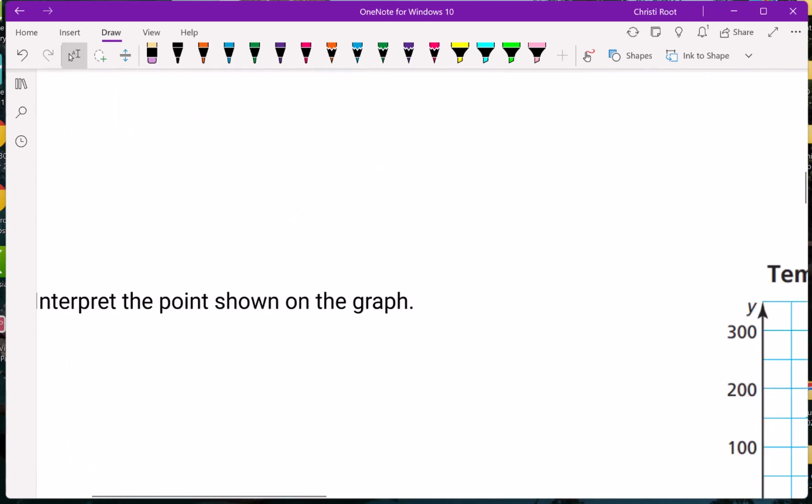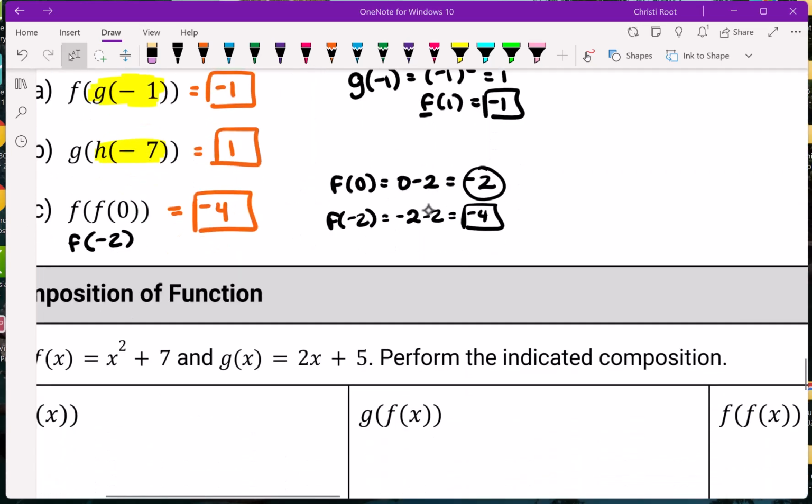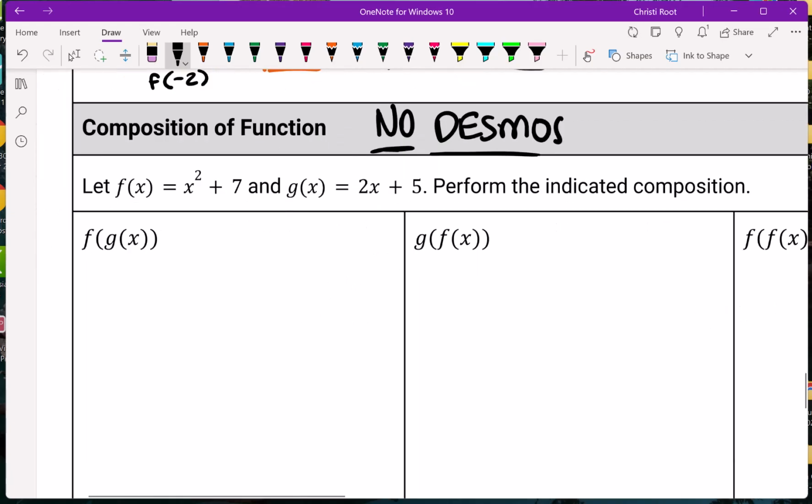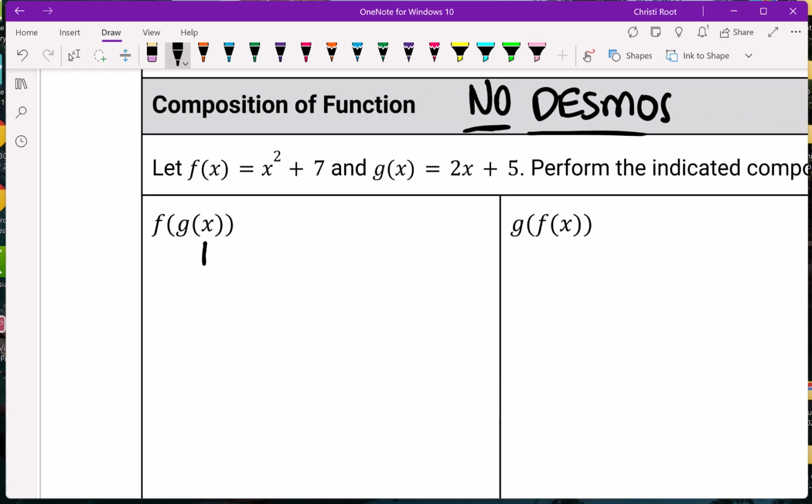We're going to do composition of functions, and I want you right now to write no Desmos. It's not that I don't want you to use Desmos. It just means that you can't. You literally cannot use Desmos to do this problem for you. And the reason why is because look at your input. Your input is a variable. It will not evaluate variables for you.